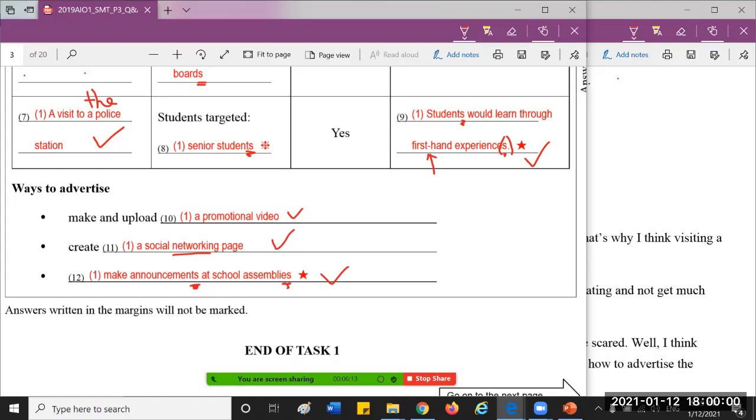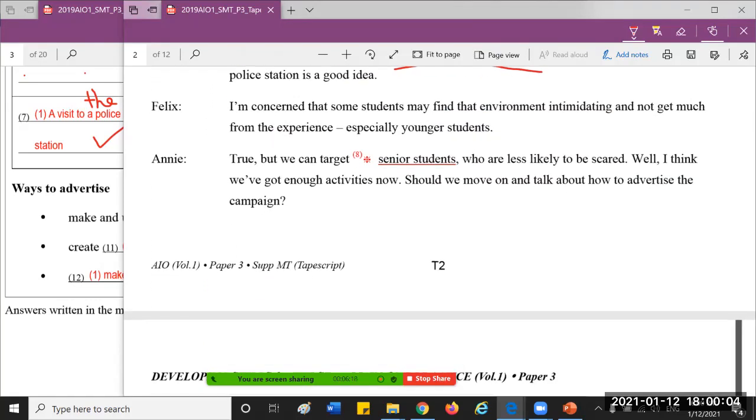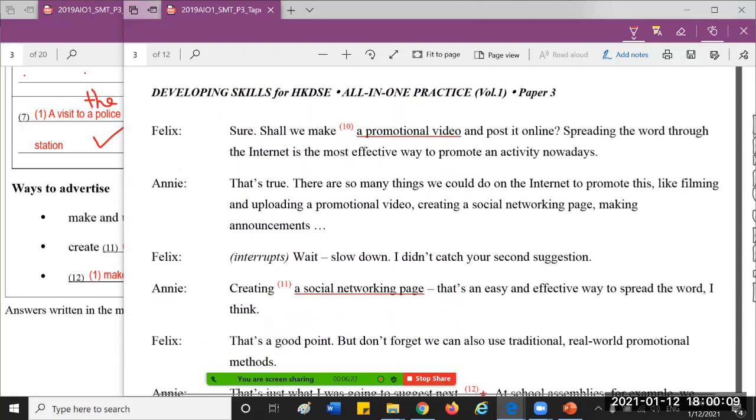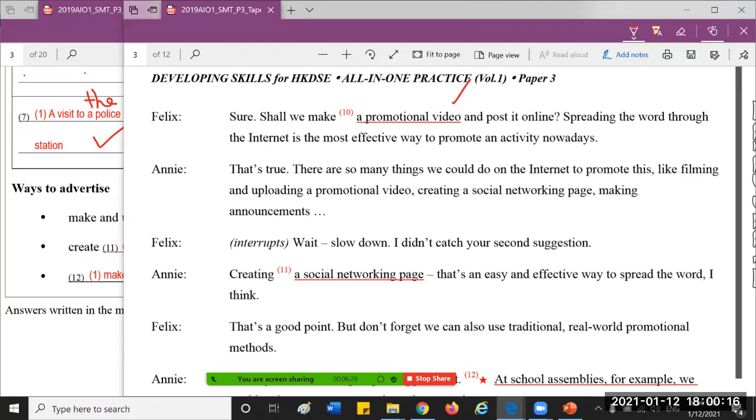And then we go and have a look. All right, so target senior students, that was for answer number 8, but we are now moving to answer 10, a promotional video. Yes, promotional video, not promotion video. It has to be promotional video, okay? Social networking page, yes. That's a lot of information here. And then maybe some people start daydreaming, and miss out the whole thing, okay?